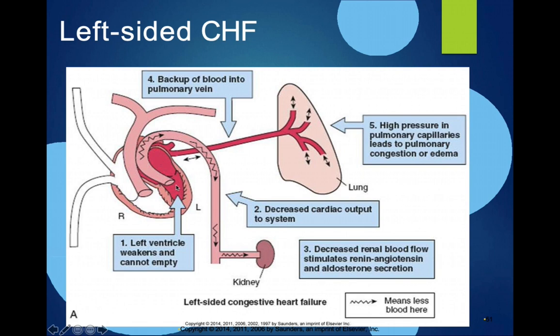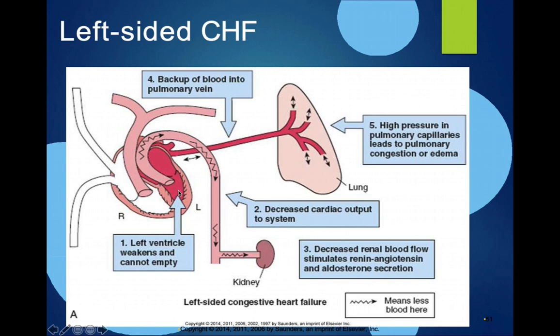But since this is weak and you have the stagnation of blood pooling and pooling and pooling, you're going to get the backflow of blood pumping back into the lungs. We want it going this way, but now due to the backflow, it's pushing back into the lungs. So you have high pressure in the pulmonary capillary, leading to pulmonary congestion and edema. Okay? Pretty bad stuff.